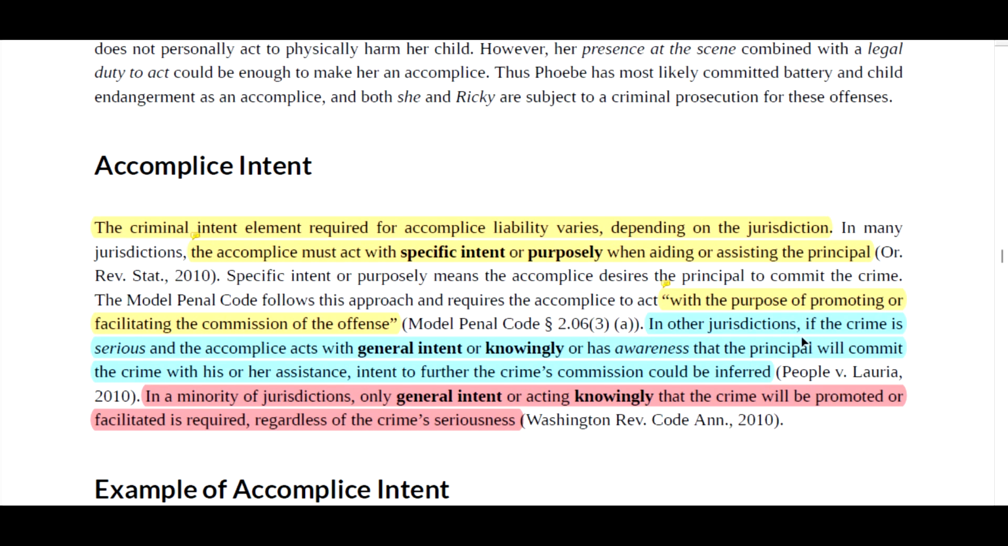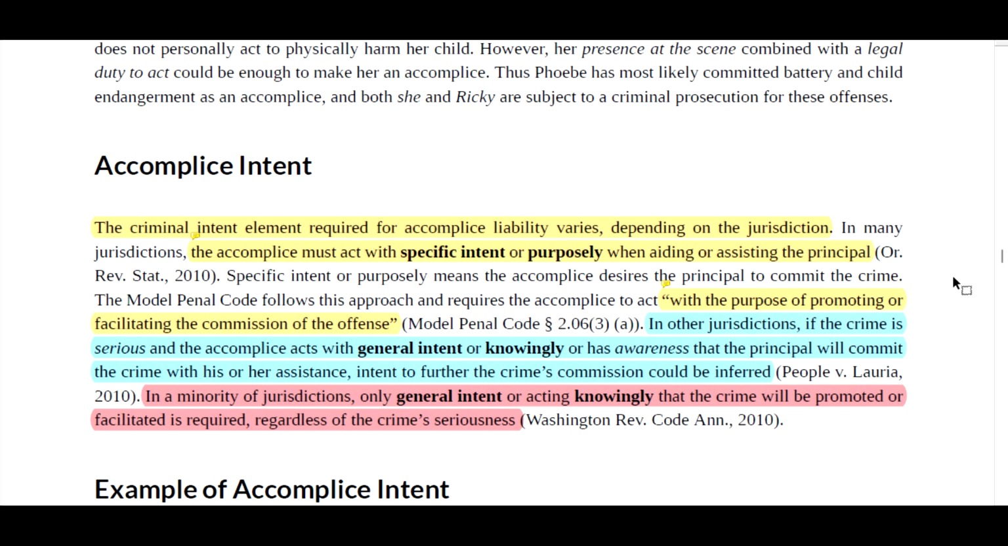So obviously then in other jurisdictions, like I said, us in PA, we're very specific intent or purposely. In some other jurisdictions, if the crime is serious and the accomplice acts with general intent or knowingly or has awareness, the principal will commit the crime with his or her assistance. Intent to further the crime's commission could be inferred. So we don't really have that infer part.